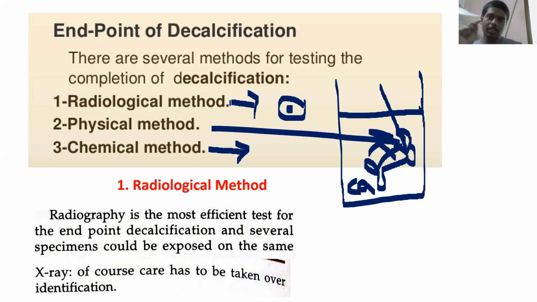And physical methods include just taking a needle and pricking the bone. If it becomes soft, it indicates decalcified. If it is still hard, it is not decalcified.